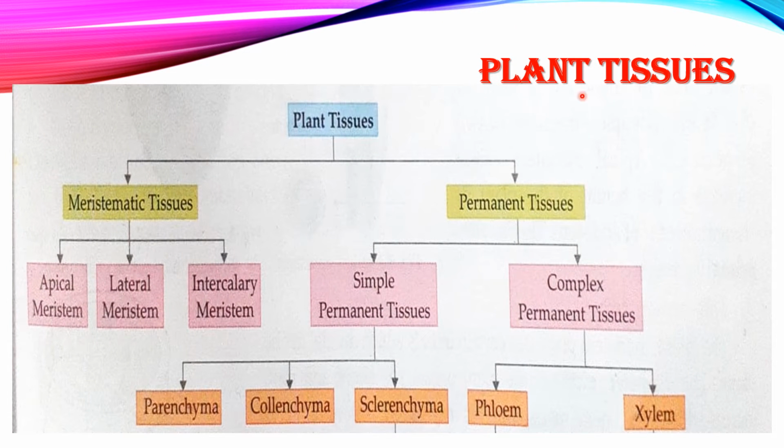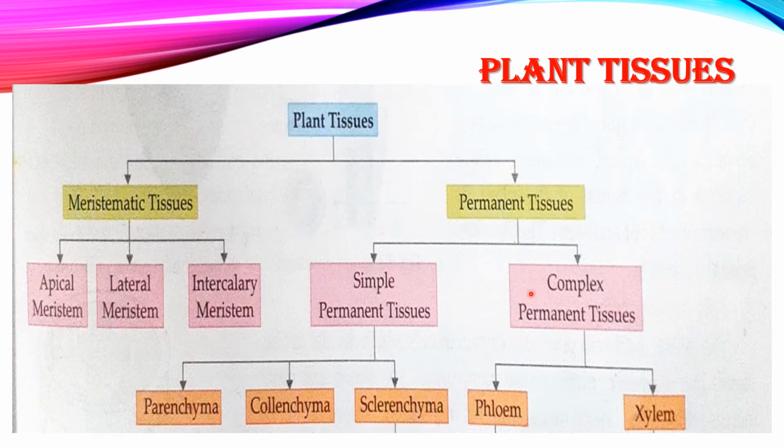Let's Shine. We have already started tissues, and we know there are two types. One is plant tissues. We have done plant tissues; they are of two types: meristematic tissues and permanent tissues. We have done meristematic tissue. It is of three types: apical meristem, lateral meristem, and intercalary meristem. And we have started permanent tissues. There are two types: simple permanent tissues and complex permanent tissues. We have done simple permanent tissues. There are three types: parenchyma, collenchyma, and sclerenchyma.